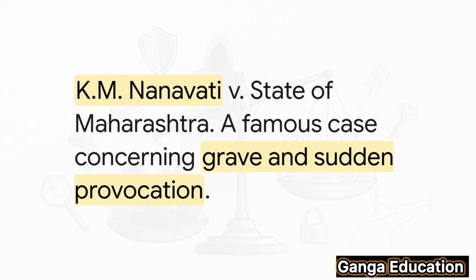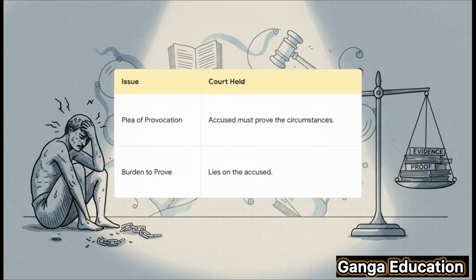And there's another very significant case, K.M. Nanavati versus State of Maharashtra, which is famous for its discussion on the exception of grave and sudden provocation. In this case, the court looked very closely at all the evidence that the accused presented. The main issue was whether the accused had successfully proven the necessary circumstances to bring his case under the exception of grave and sudden provocation. You see, the underlying principle was exactly the same. The burden to prove the exception was on the accused.